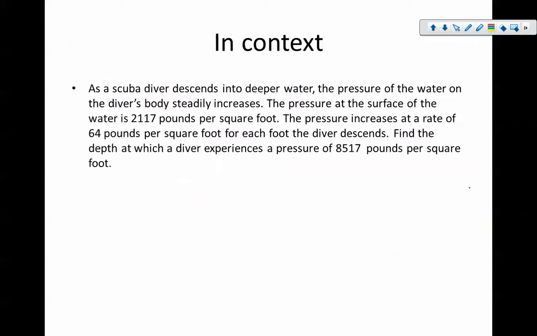Let's look at another example, this time in context. So we have a scuba diver descends into deeper water. The pressure of the water on the diver's body steadily increases. So as he goes down, the pressure increases. Okay? The pressure at the surface of the water is 2,117 pounds per square foot. The pressure increases at a rate of 64 pounds per square foot for each foot the diver descends. Find the depth at which the diver experiences a pressure of 8,517 pounds per square foot.